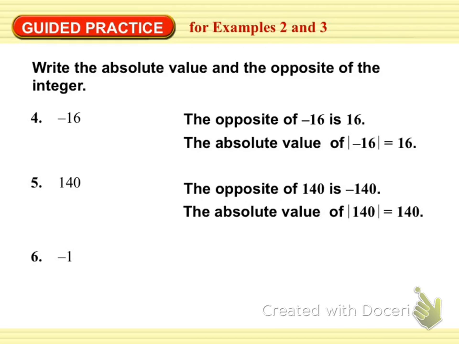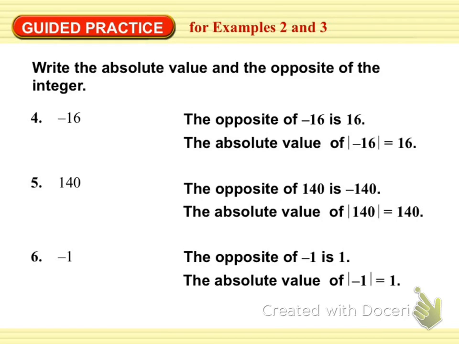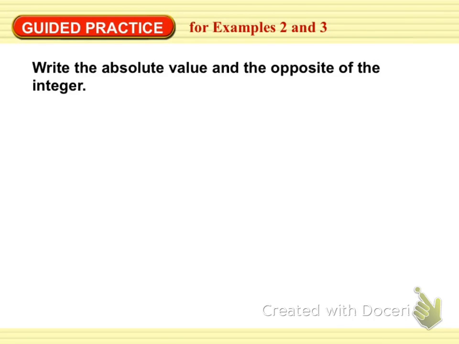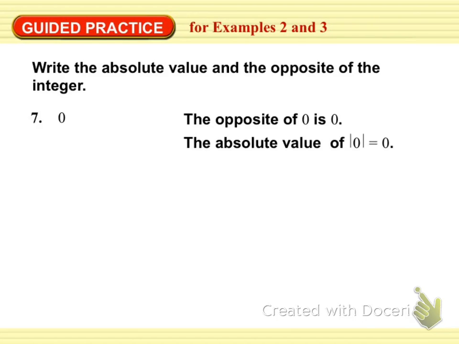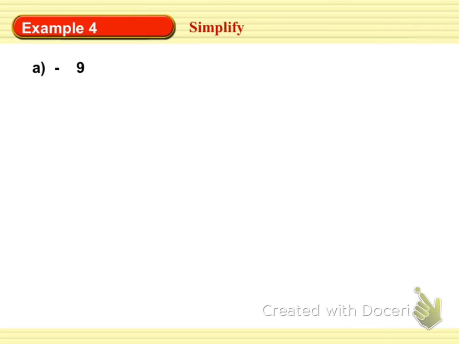And -1. The opposite of -1 is 1, because -1 plus 1 equals 0. And the absolute value of -1 is +1, because it is 1 unit from 0. And 0. Tricky. The opposite of 0 is 0, and the absolute value is also 0, because it is 0 units away from itself.